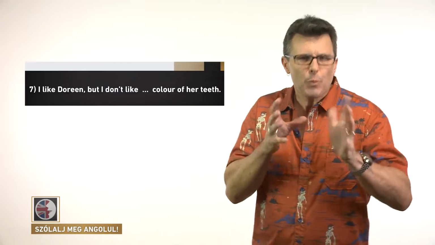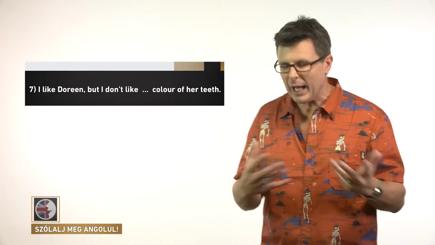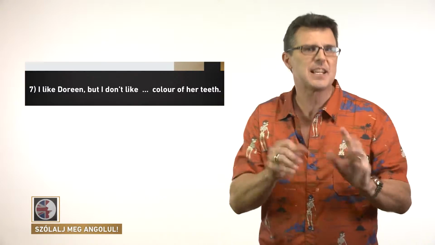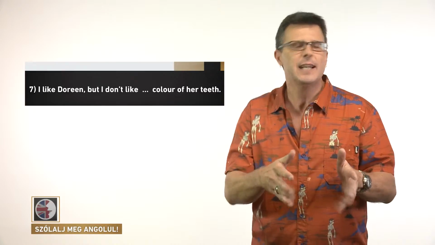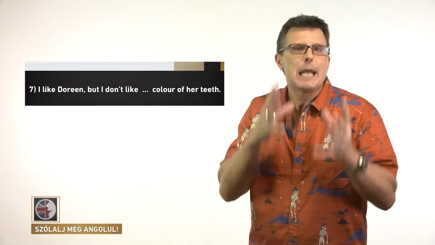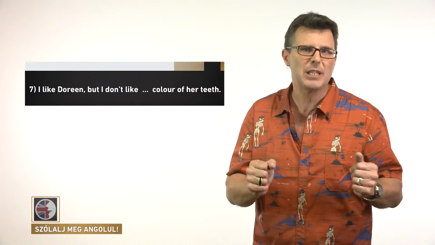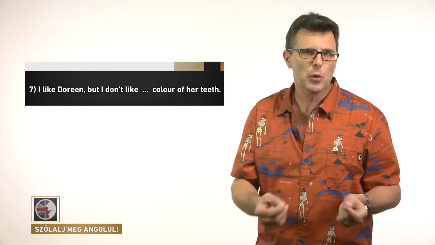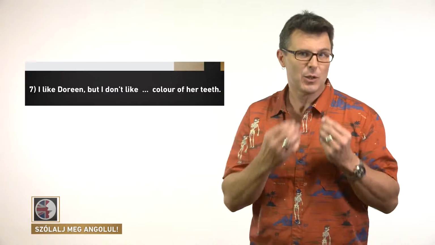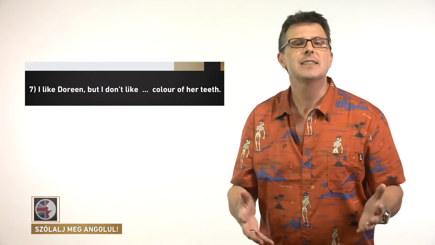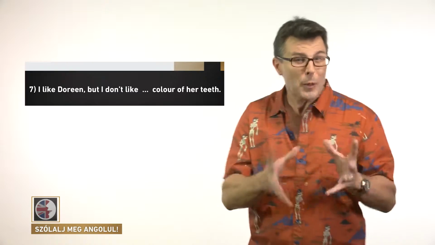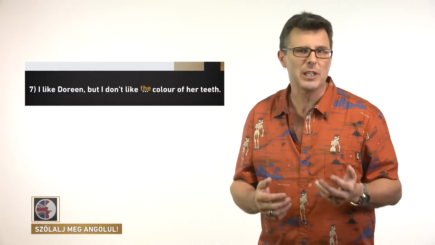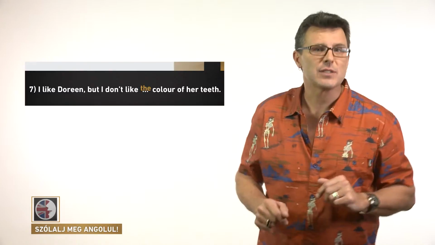Okay, so what do you think about number 7? Well, whose teeth are we talking about? That's right. It's clear from the sentence that we're talking about Doreen's teeth. And what does this mean? What are the implications connected to that information? Yes, that's right. That means that we all know who we're talking about. We all know whose teeth we're talking about. So, yes, it's the definite article. They're Doreen's teeth. The teeth we're discussing are Doreen's teeth. I like Doreen, but I don't like the colour of her teeth.